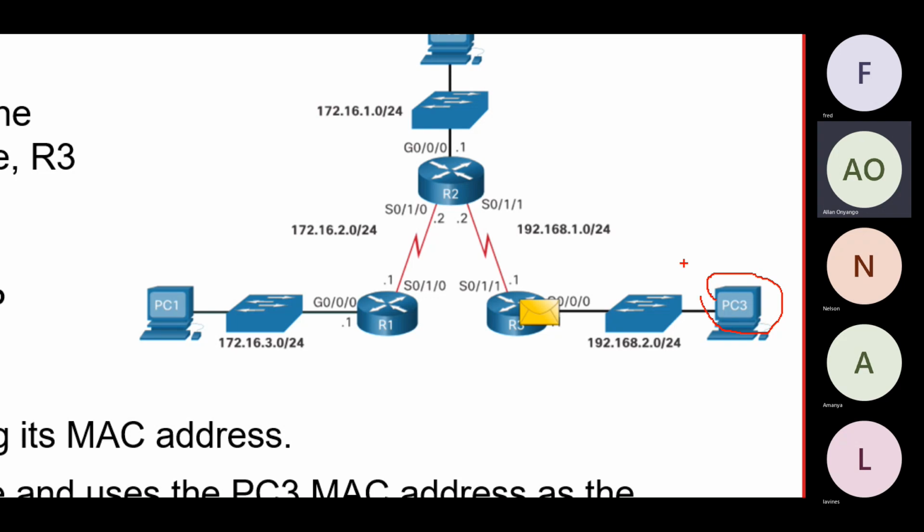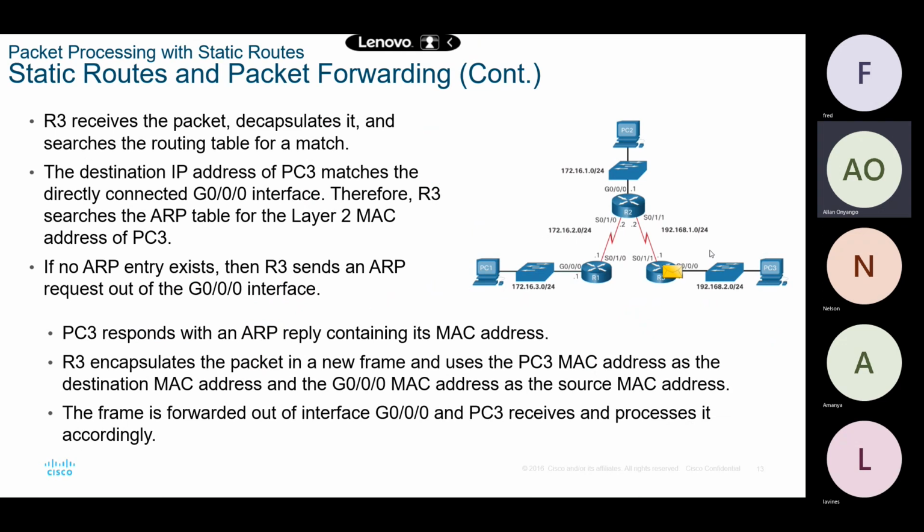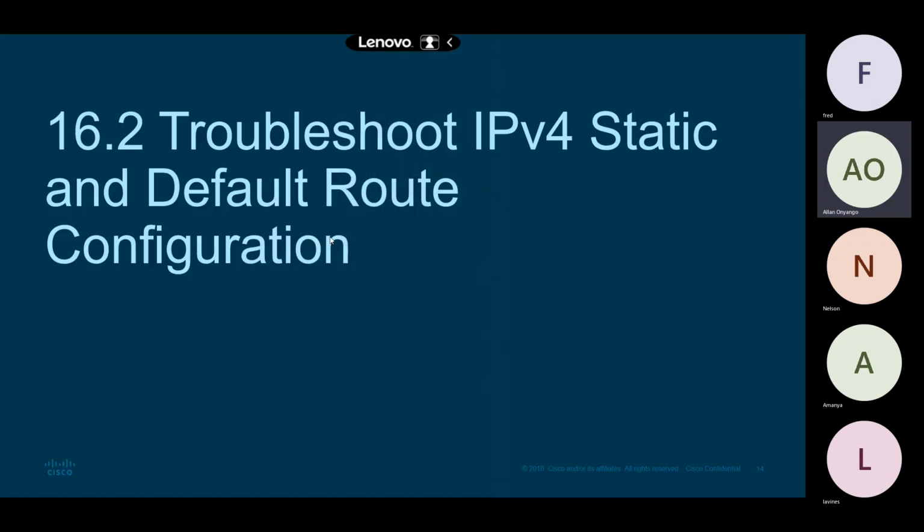Then PC3 will respond with an ARP reply telling R3 that it is the owner of that IP address and this is its MAC address. R3 must store the MAC address of PC3 so that R3 can now forward that packet to PC3, since R3 is on the same network as PC3, its default gateway. So that is what they're basically trying to explain here.